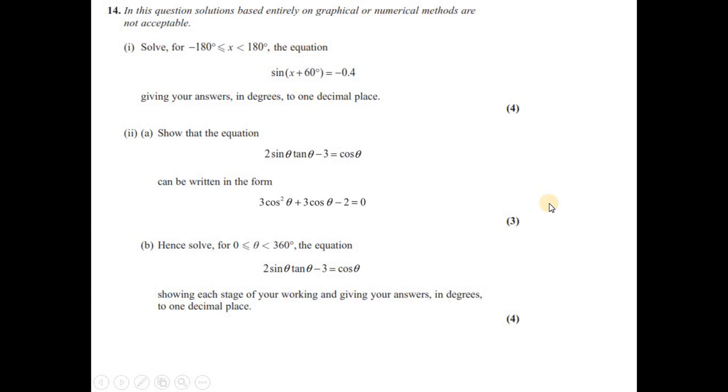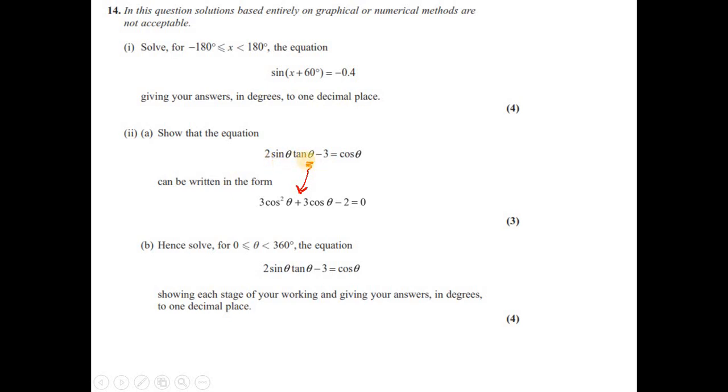Part 2. A. Show that the equation 2 sine theta tangent theta minus 3 equal to cos theta can be written in the form 3 cos square theta plus 3 cos theta minus 2. Now you need to rewrite this equation in this form, and if you compare these two, we don't have tangent and sine in our required form, so we need to get rid of this tangent and the sine according to whatever formula you can remember.